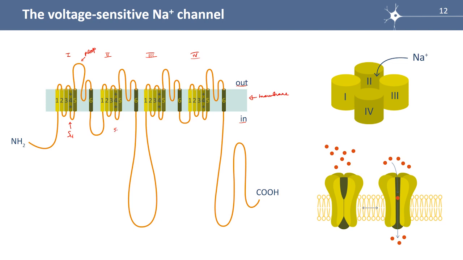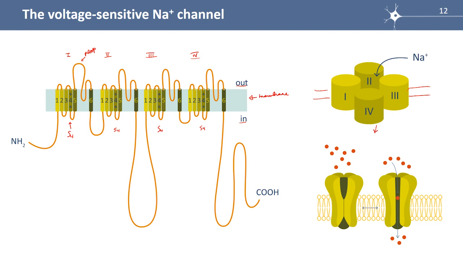You have 4 such segments, and this makes the protein sensitive to potential, because when you change the potential, because of the charged amino acids here, the protein changes configuration. This protein folds, and when it's in the membrane, the 4 domains delineate an aqueous pore where the sodium ions are going to pass, to go through the membrane.